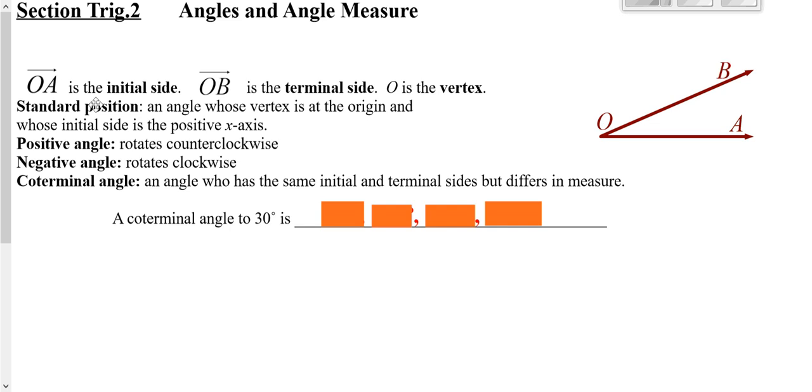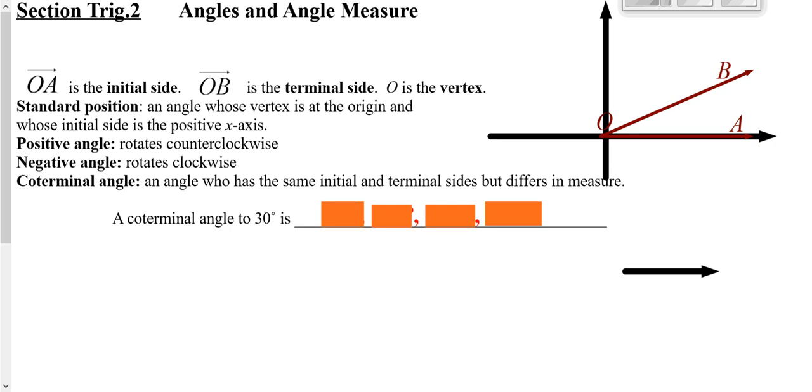And an angle is in standard position if it's centered at the origin with the initial side on the positive x-axis. So if I were to draw that in just a second, I'll draw that in. You can see if I put my XY axes in here, that this would be in standard position with the initial side on the positive x-axis.